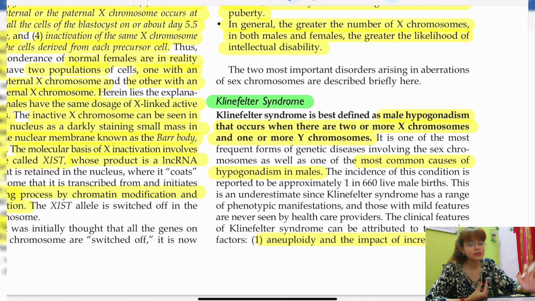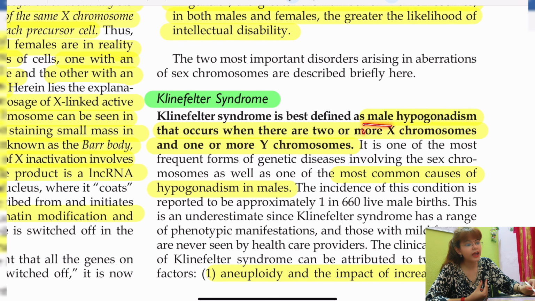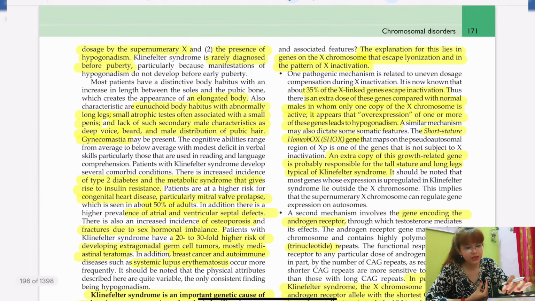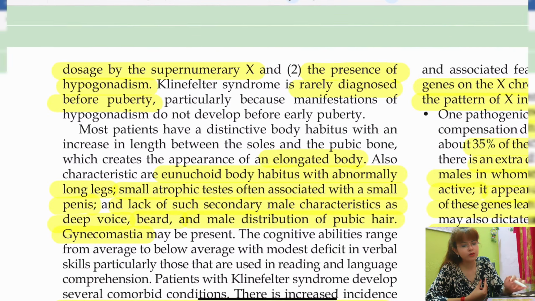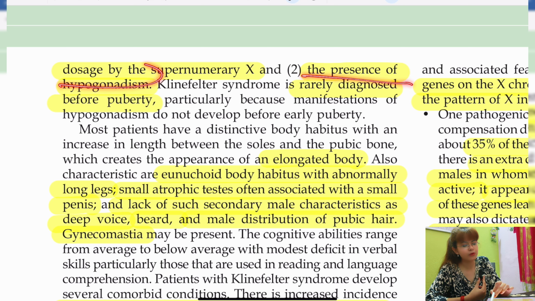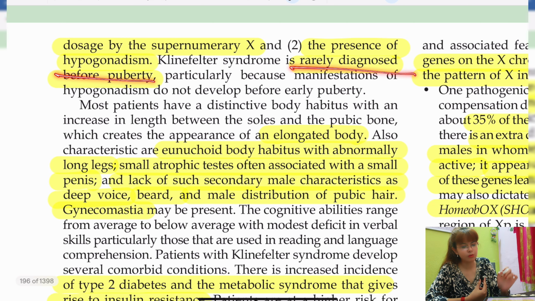Coming to the individual syndromes now, if you talk about Klinefelter syndrome, it is a male hypogonadism. Why? Because there are 2 or more X chromosomes and 1 or more Y chromosome. There is aneuploidy and the impact of increased gene dosage by supernumerary X. So X is increased, and the presence of hypogonadism is rarely diagnosed before puberty.